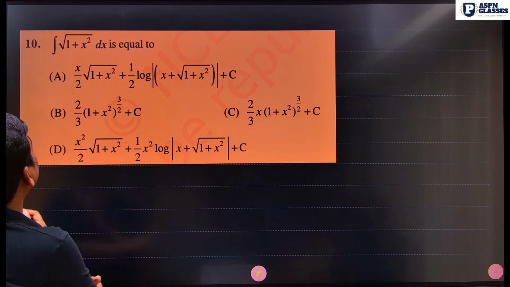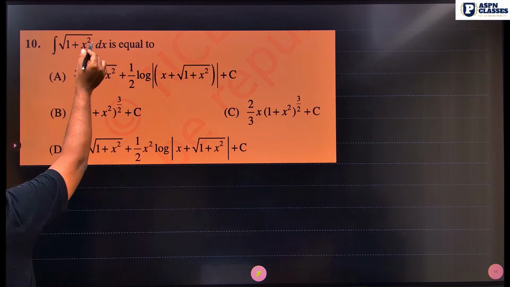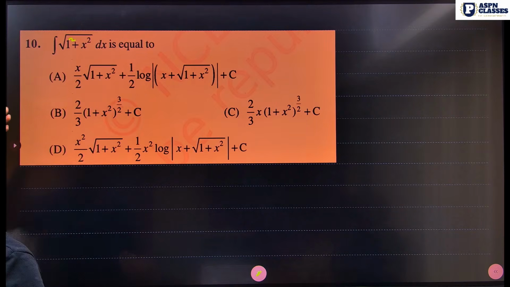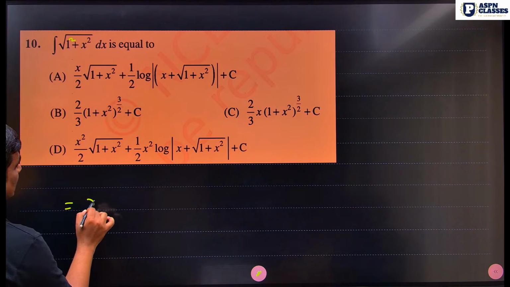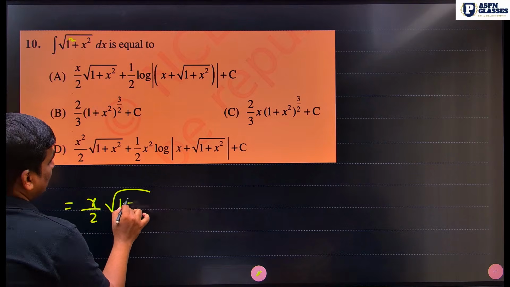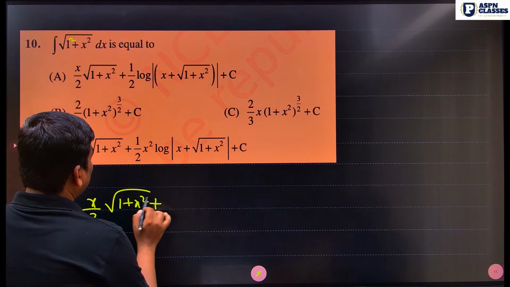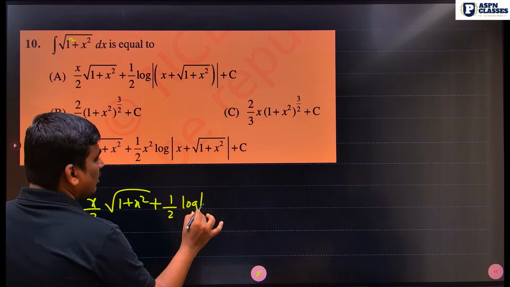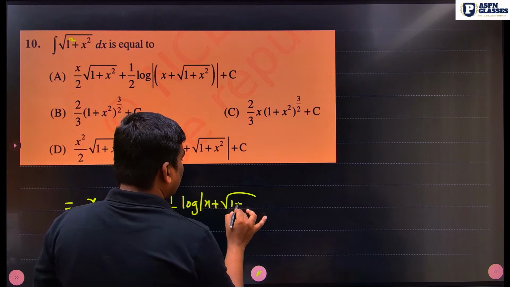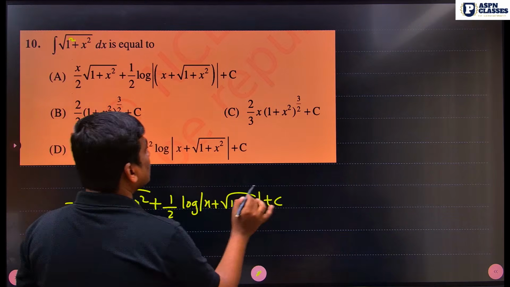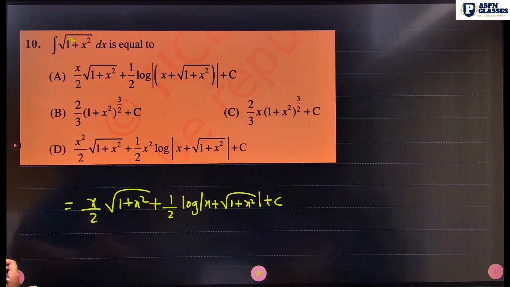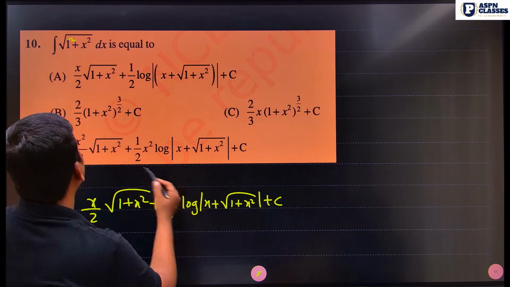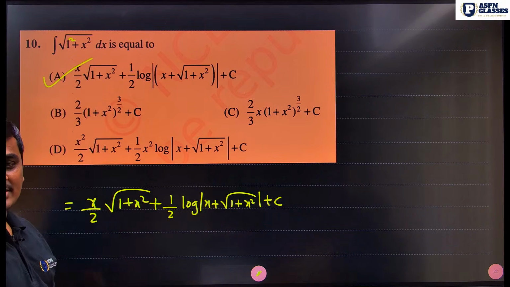Here again there is a simple question. Integration of square root of 1 plus x square. 1 you can write as 1 square. I'm just going to apply that same formula. What is the result? X divided by 2 times square root of 1 plus x square, plus 1 square, which is 1 by 2 log of mod of x plus square root of 1 plus x square. This is the answer. Now you go and search where it is. First answer only, 1 by 2 x. Okay, so the first option is the right answer.